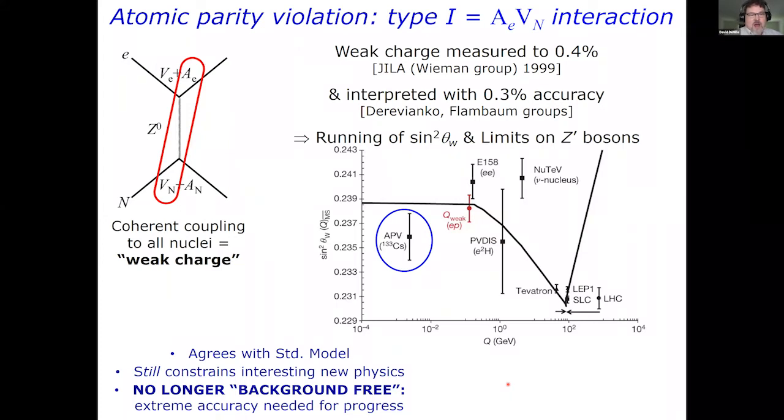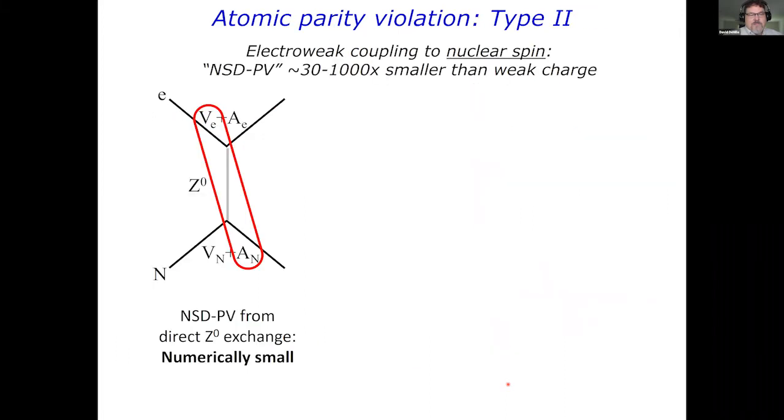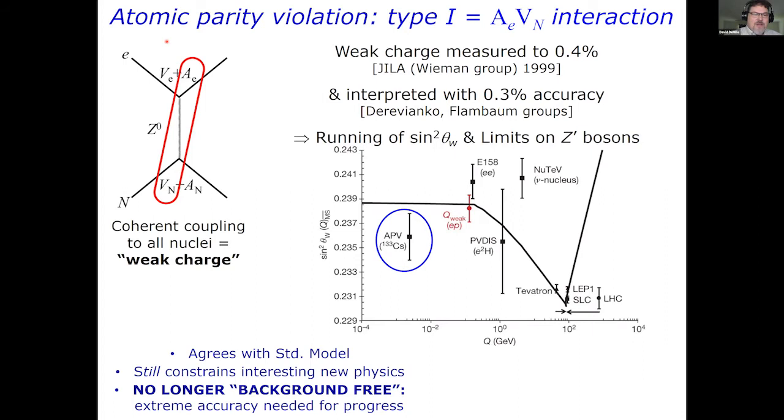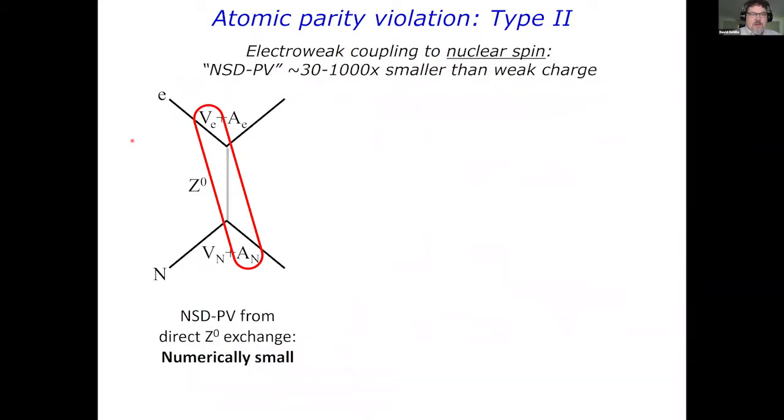So what I'll tell you about is a new set of experiments we've undertaken, which is also looking at parity violation, but a different aspect of parity violation. And that is, rather than this weak charge, which is associated with the axial electron and vector nucleon couplings, we're looking for something that we call nuclear spin-dependent parity violation, which comes from the coupling of the electron vector coupling and the nucleon's axial coupling.